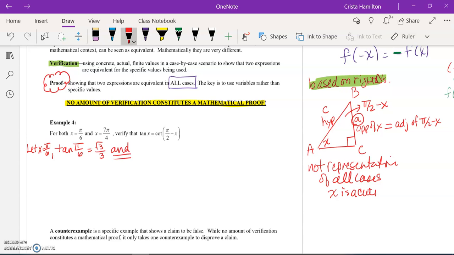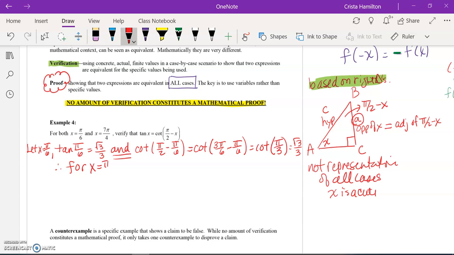Notice I'm doing an "and"; I'm going to do the other side separately. Cotangent of pi over 2 minus pi over 6 is going to equal, and we might need a common denominator there just to show all the work, 3 pi over 6 minus pi over 6, which is cotangent of 2 pi over 6, or pi over 3. And cotangent of pi over 3 from the unit circle is also square root of 3 over 3. Therefore, for x equal to pi over 6, tangent of x equals cotangent of pi over 2 minus x.